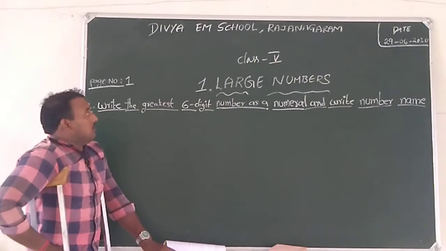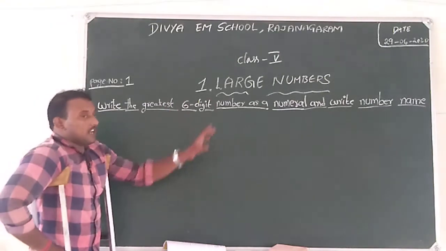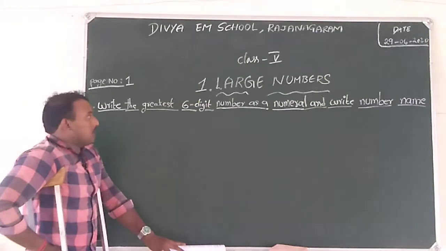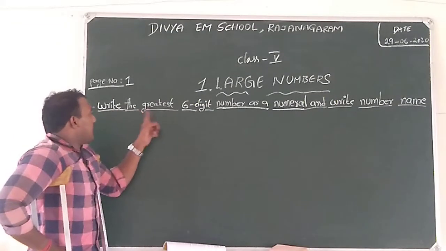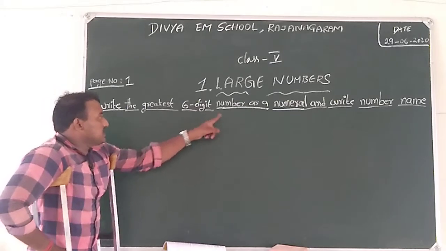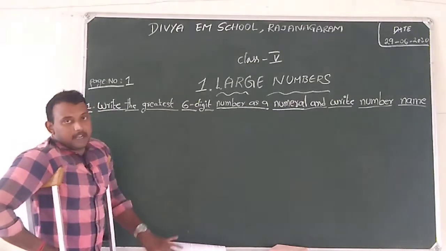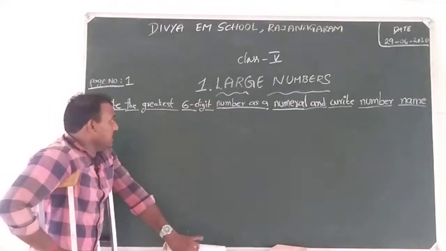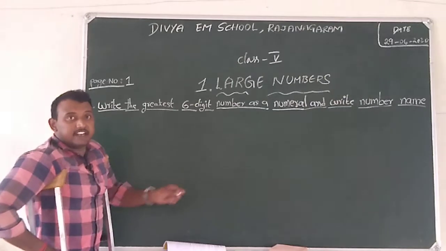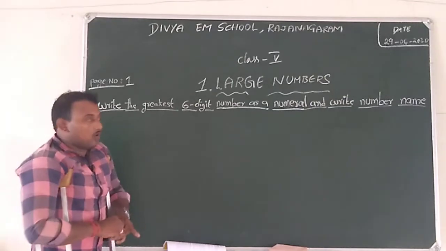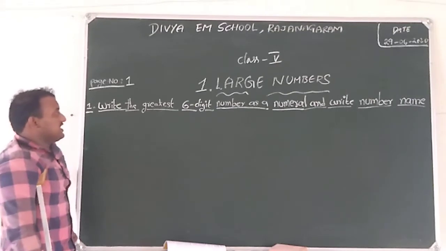Today we will discuss fifth class maths, first lesson, that is large numbers. The first question is: write the greatest six-digit number as a numeral and write its number name. So let's find out the greatest six-digit number.